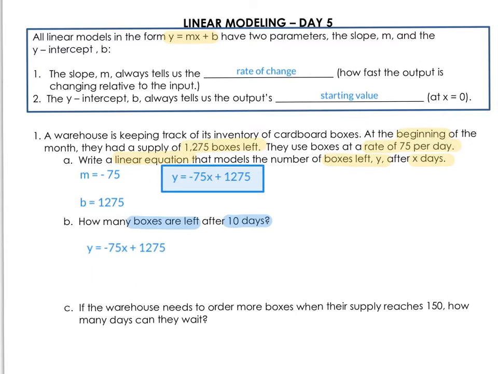So I started off with my equation, just copied it from up above, but I'm going to replace my x value this time with the 10. So it's negative 75, parentheses 10, close parentheses, plus 1,275. And that'll give me my y value. You can put it right in the calculator so you don't make any mistakes. And the answer is 525. And that's how many boxes will be left after 10 days.